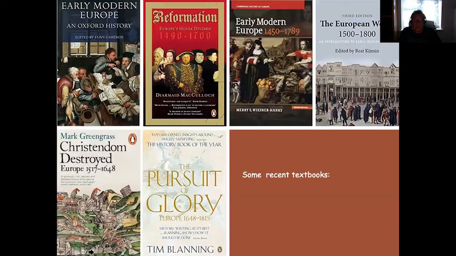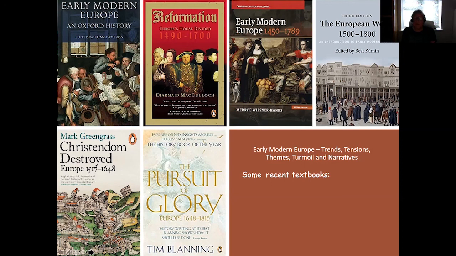And then finally, I thought it'd be nice if I just gave you the pictures of a few important books. They all give you the name of the writer. You can get these off the internet quite easily. The two at the bottom, Mark Greengrass and Tim Blanning, I would strongly recommend them. They're the very recent Penguin History of Europe, and those are the two books that cover this period. They're not expensive, so if you wanted a bit of in-depth reading, you could read those.